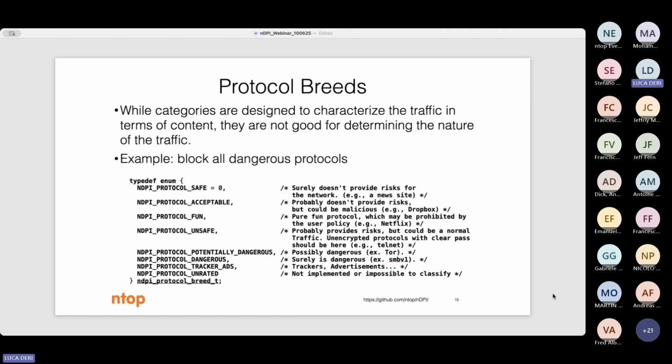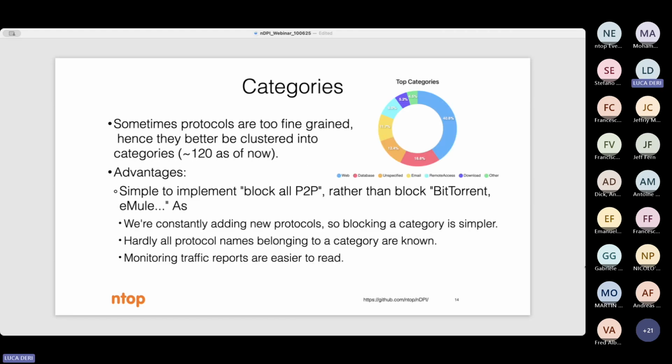In addition to that, we have protocol breeds. Breeds is another way to classify traffic, but for a different purpose. So for instance, a category means the family of the protocol. Is this email? Is this a database? Is this a remote access? It doesn't say a lot about the nature of the traffic.